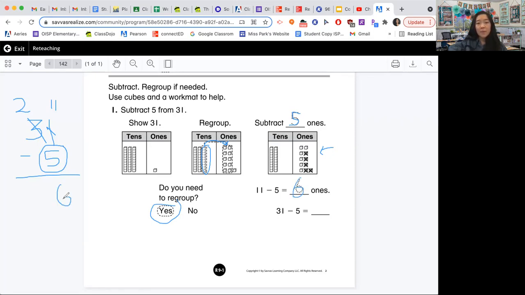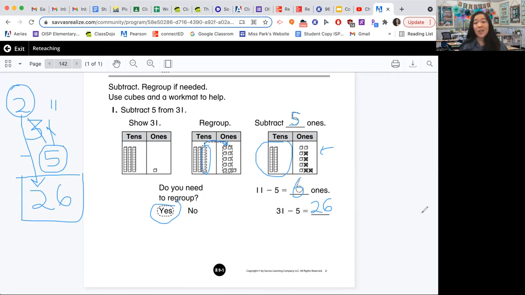Very good. Now, is that our final answer? No, because we still have these 10s. How many 10s do we have left? 2. So we need to drop down that 2. So 31 minus 5, we've got 2 10s and 6 1s. What is our final answer, boys and girls? Very good. Our final answer is 26.